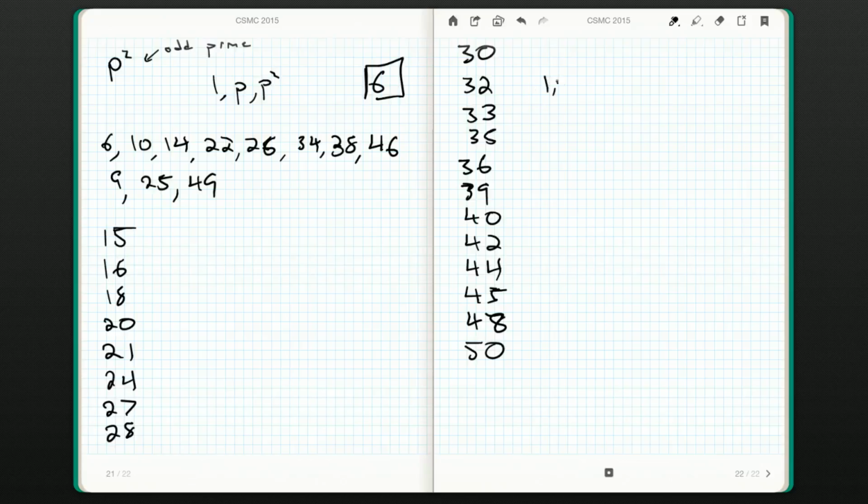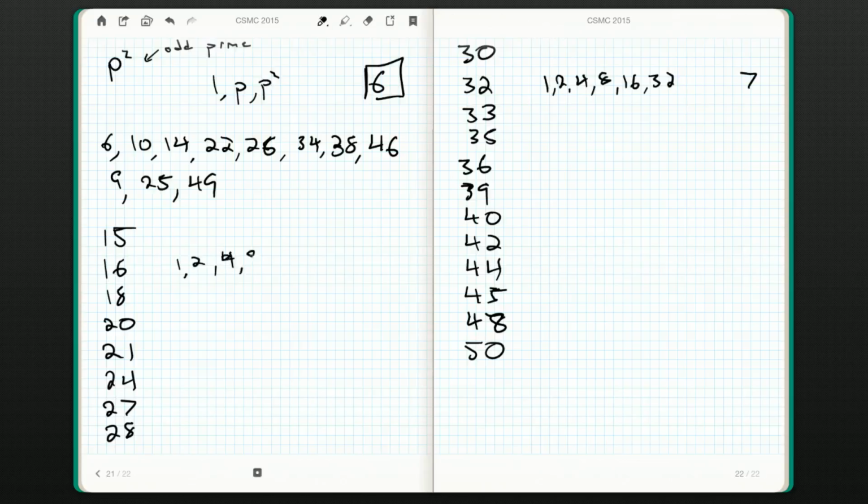32 is going to have 1, 2, 4, 8, 16, and 32. That's 6 of them and 1 odd factor, so that's going to be 7. But that gives me hope for 16. 1, 2, 4, 8, 16. That's 5 of them and 1 odd. That makes a 6. So that's another useful one.